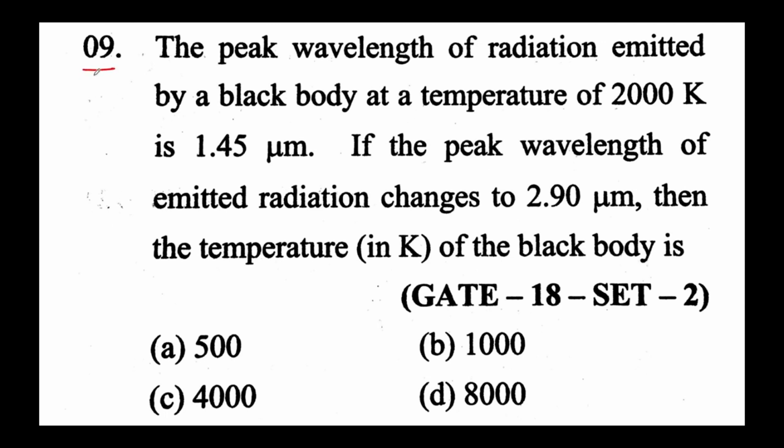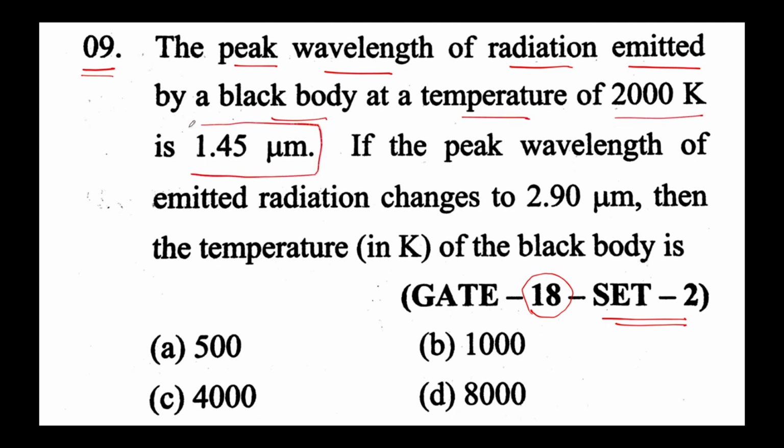Here's a question which has been asked in GATE 2018 afternoon session. The peak wavelength of radiation emitted by a black body at a temperature of 2000 Kelvin was found to be 1.45 micrometer. So the wavelength value has been given, and it is given as peak. This is a very important thing. The maximum wavelength and its corresponding temperature has been given. These two are related together by something called Wien's displacement law.